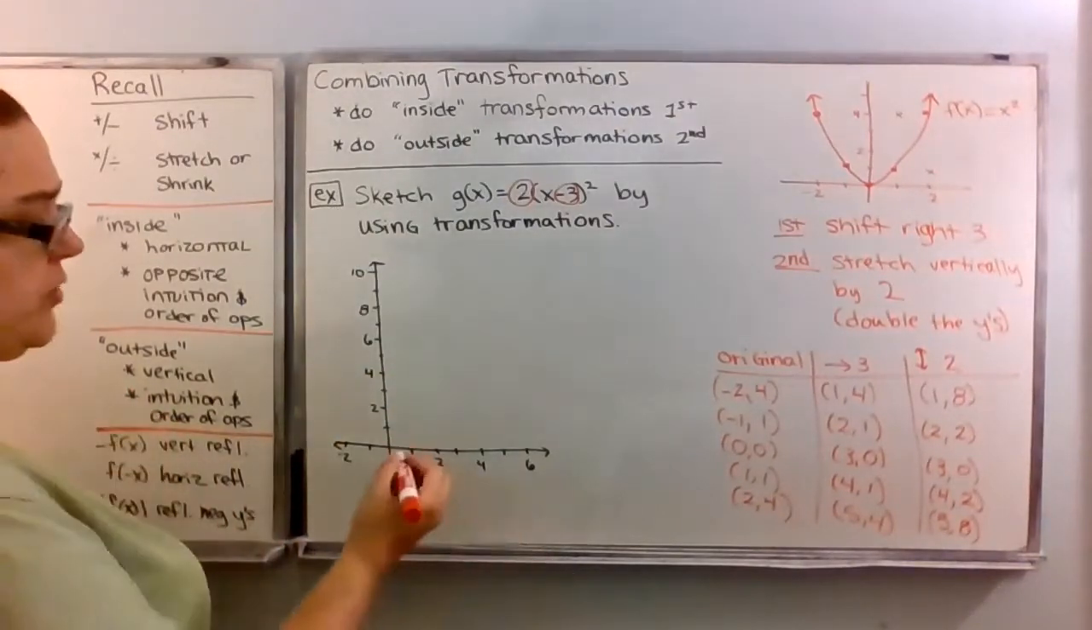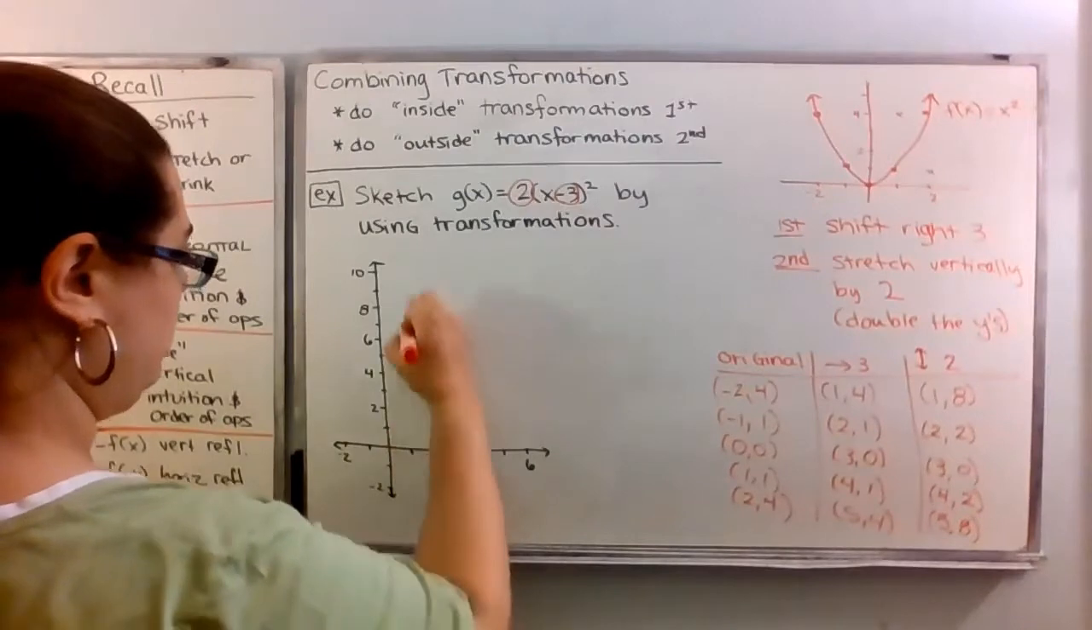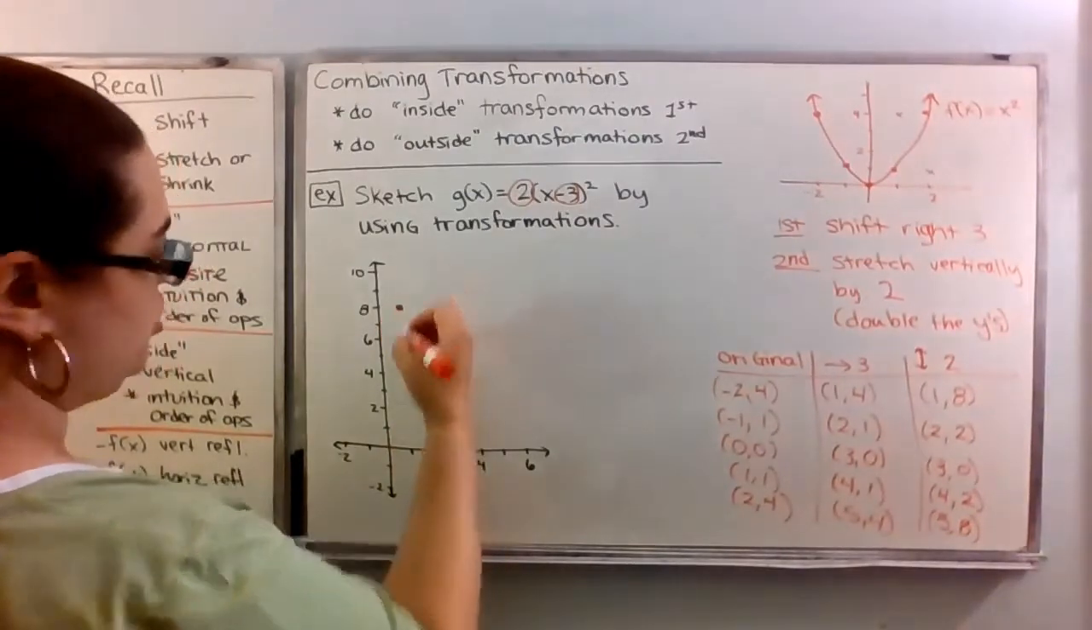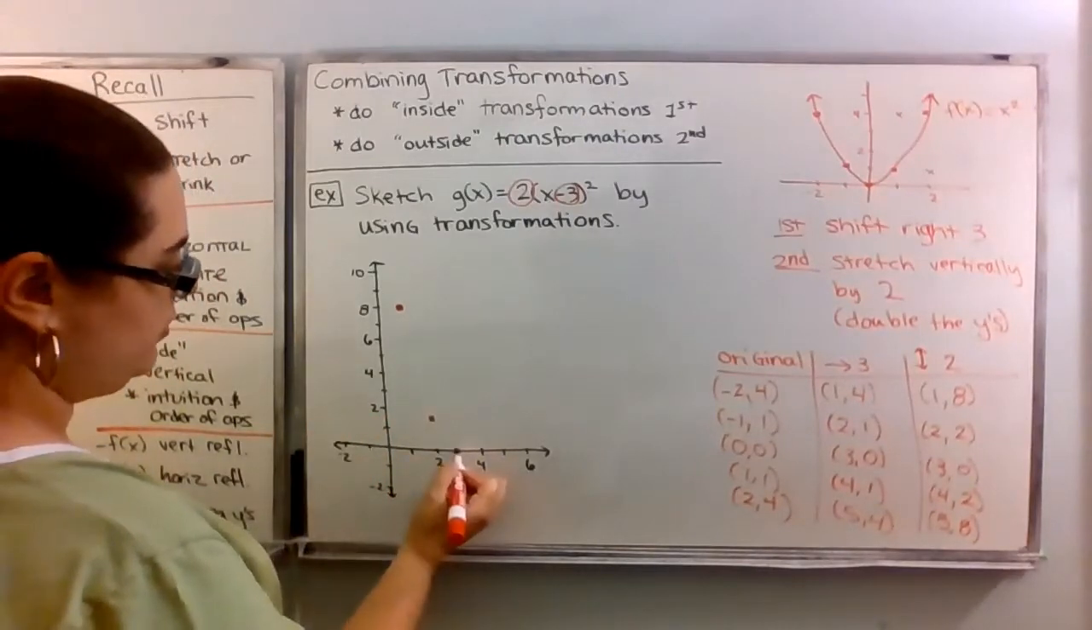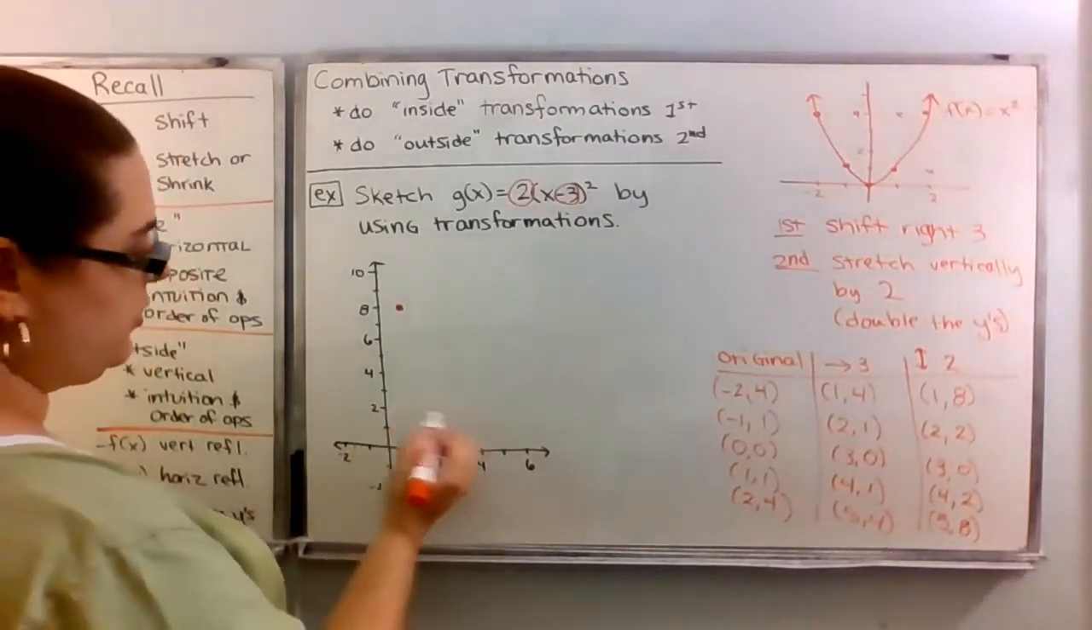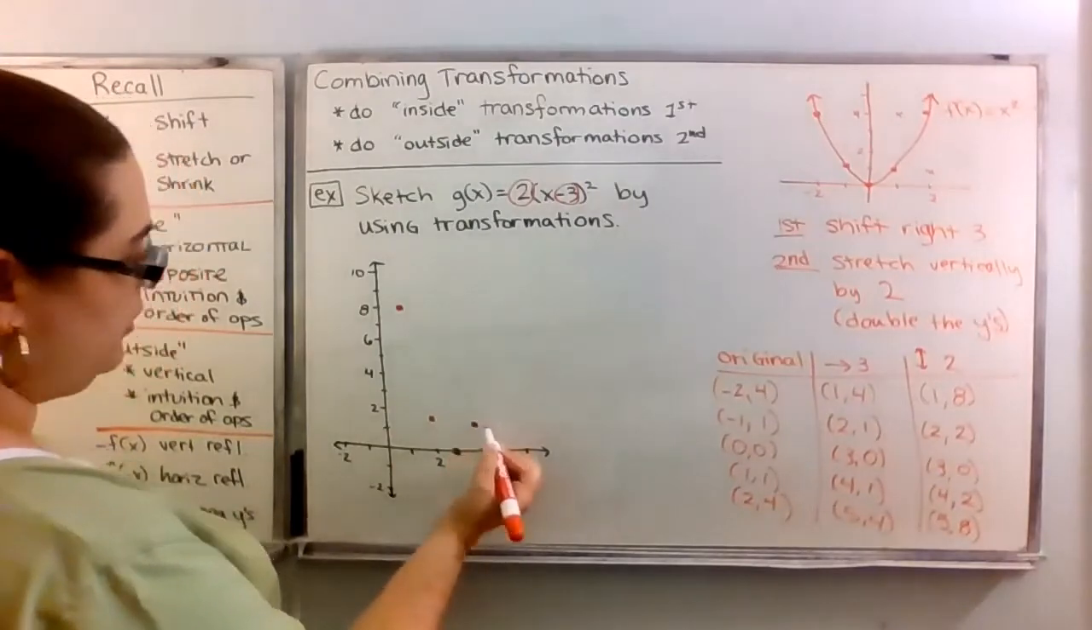So I'm just going to plot those points, 1, 8. 2, 2. Well, that's the ballerina point. 2, 2. 3, 0. 4, 2. And 5, 8.